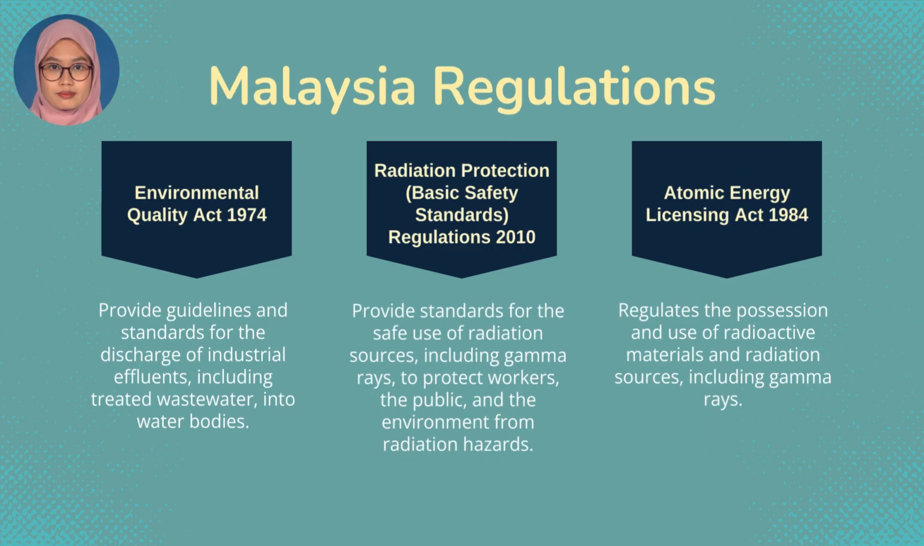For Malaysia regulations, we have the Environmental Quality Act 1974. These regulations provide guidelines and standards for the discharge of industrial effluents, including treated wastewater, into water bodies. They set limits on various parameters to protect the environment and public health. Next, the Radiation Protection Basic Safety Standards Regulation 2010. The regulations provide standards for the safe use of radiation sources, including gamma rays, to protect workers, the public, and the environment from radiation hazards. They specify requirements for radiation safety, radiation monitoring, and the management of radioactive waste.